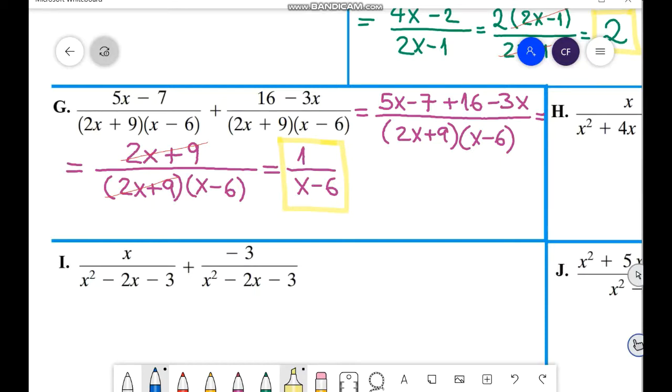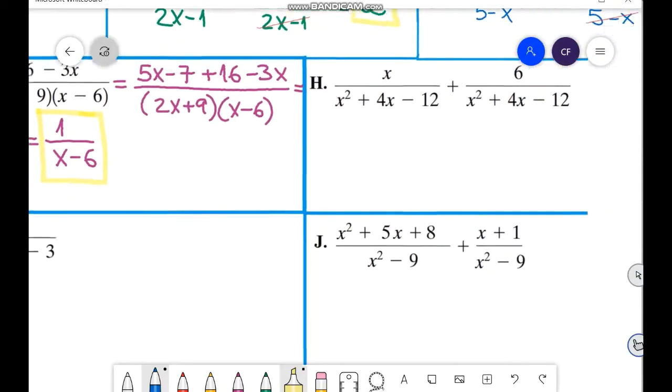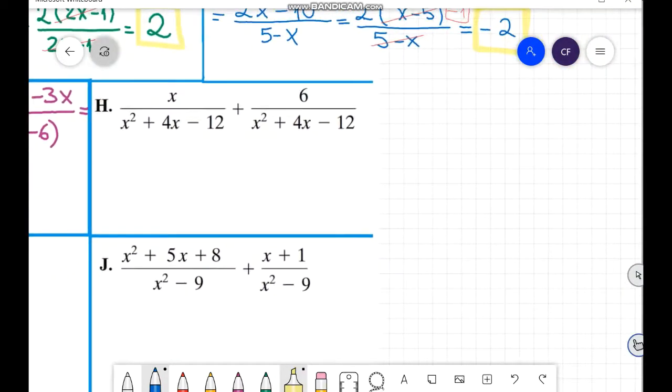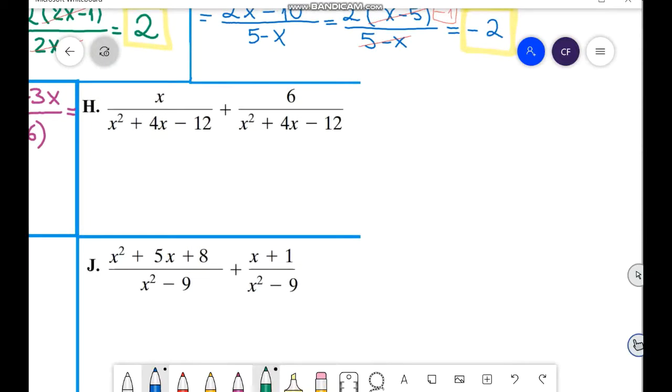G and H. H, we will have, and this is an interesting one, very interesting one. We keep the denominator, x squared plus 4x minus 12, right? But we add the numerator, x plus 6. We have to apply some knowledge from chapter 4. We have to find how to factor out this.